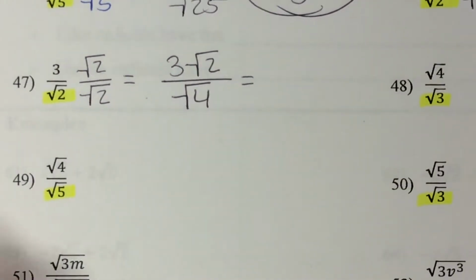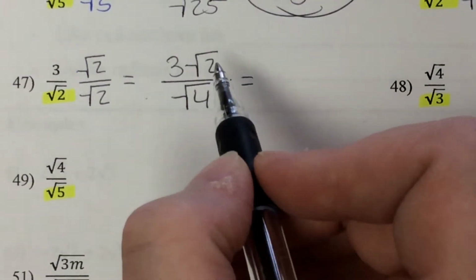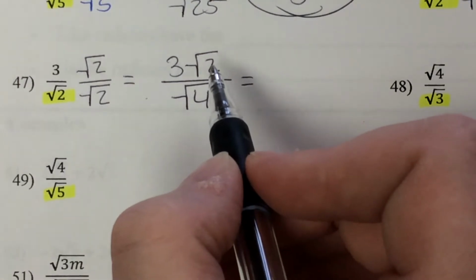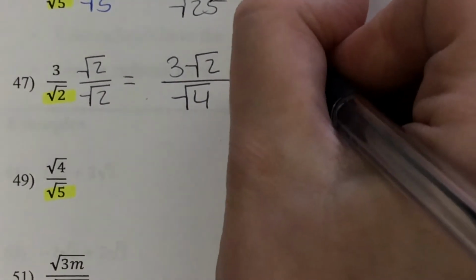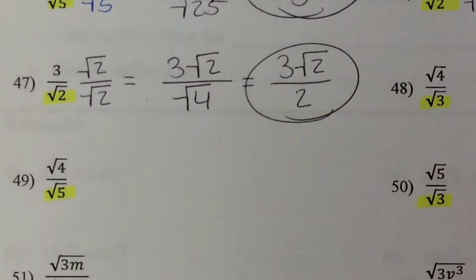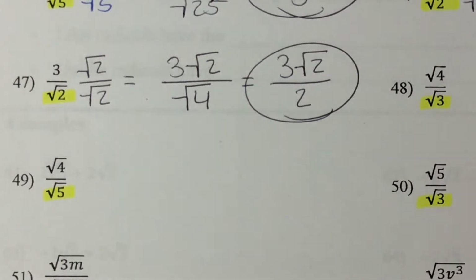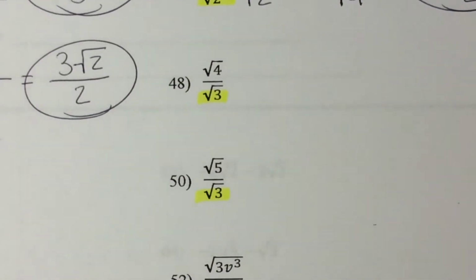So before I circle this as my final answer, I need to make sure I can't simplify. In the top, we have radical 2. That's a prime number. You can't factor tree with that. However, in the bottom, square root of 4 is 2, so we're going to change that denominator to 2. No radicals in the bottom. Perfect. All right. 48 I will do, and then you will do 49 and 50 and pause the video, okay?